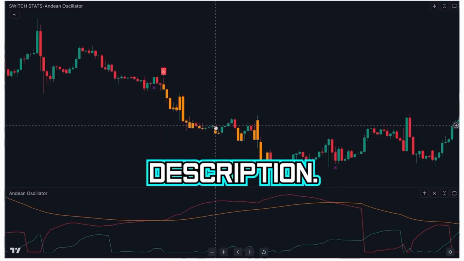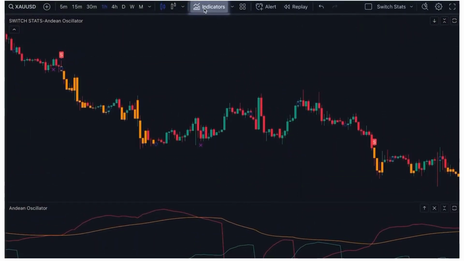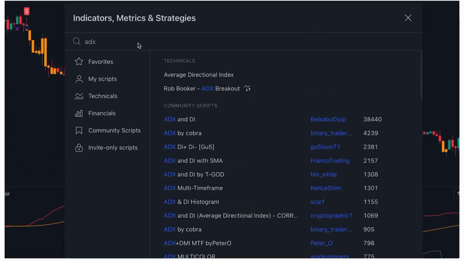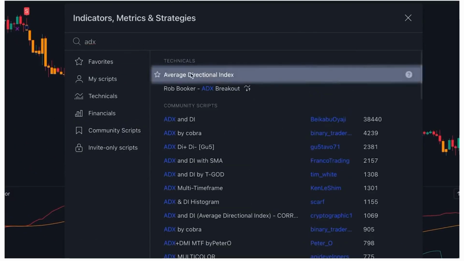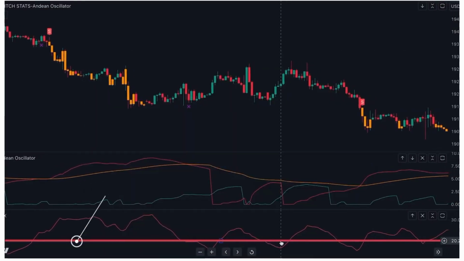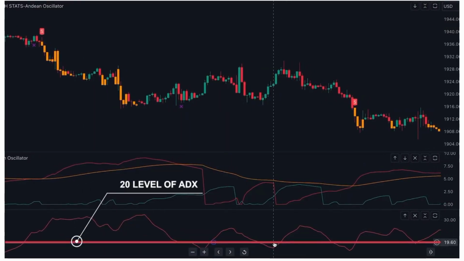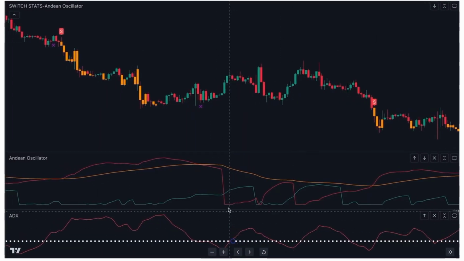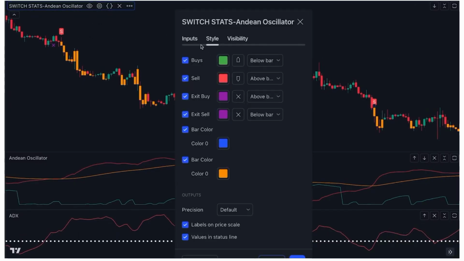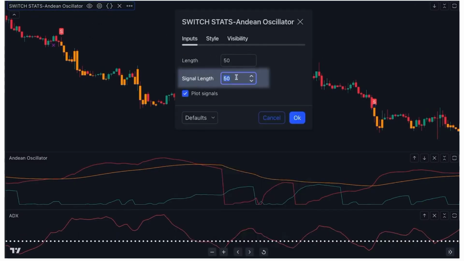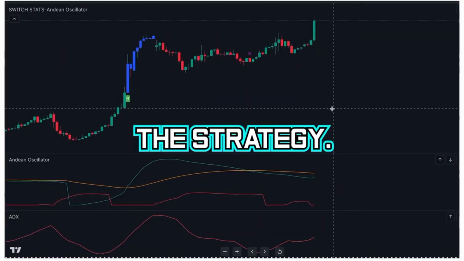Next, click on the Indicators tab and search ADX, add this one under Technicals. Now draw a line at the 20 level of the ADX. Now go back to the settings of the Andean indicator and ensure the signal line is set to 50. Great. Now this is the strategy.